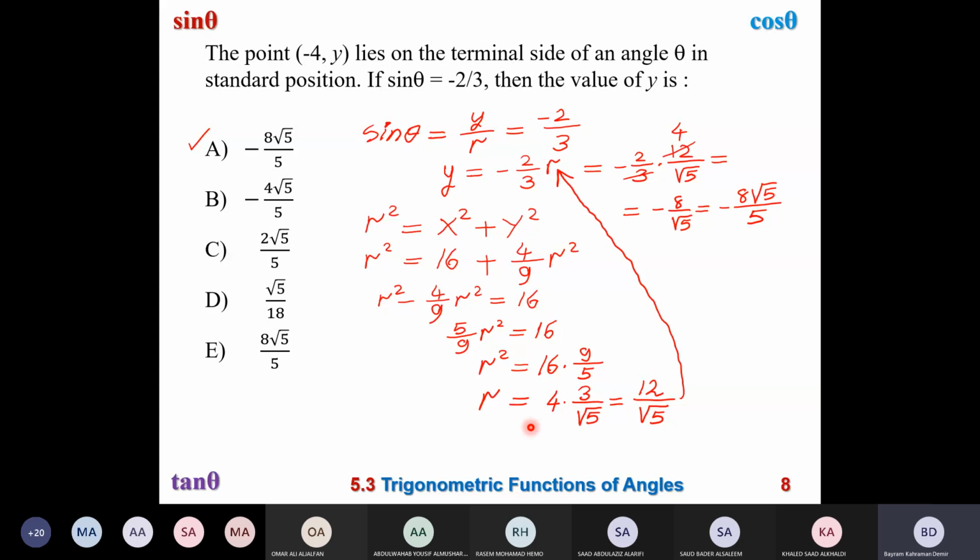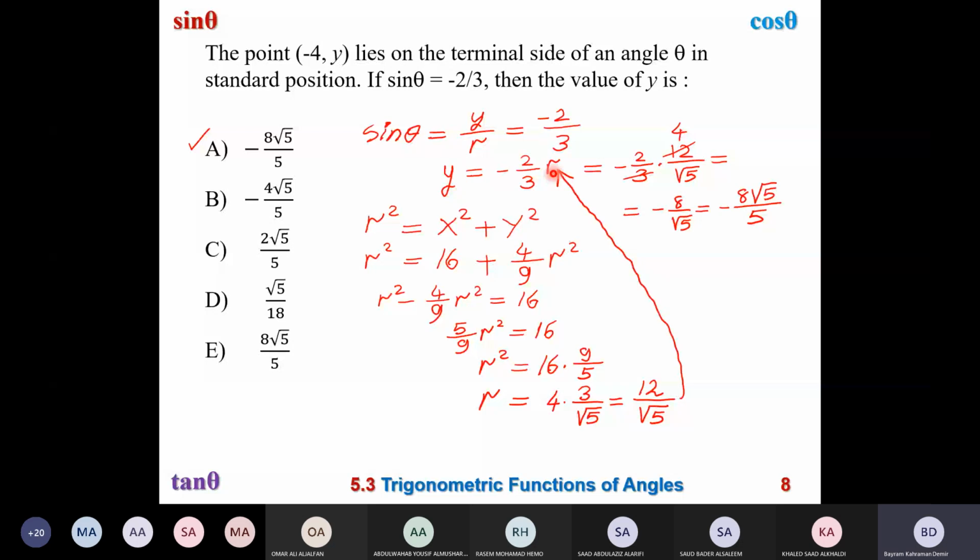Now, since they are asking the value of y, I am taking this r and substituting into the equation here, you see, so that you will find the y value. Negative 2 over 3 times r here. So we simplify 3 and 12. So you get negative 8 over root 5, which is negative 8 root 5 over 5. That is the value of y, Shabab.